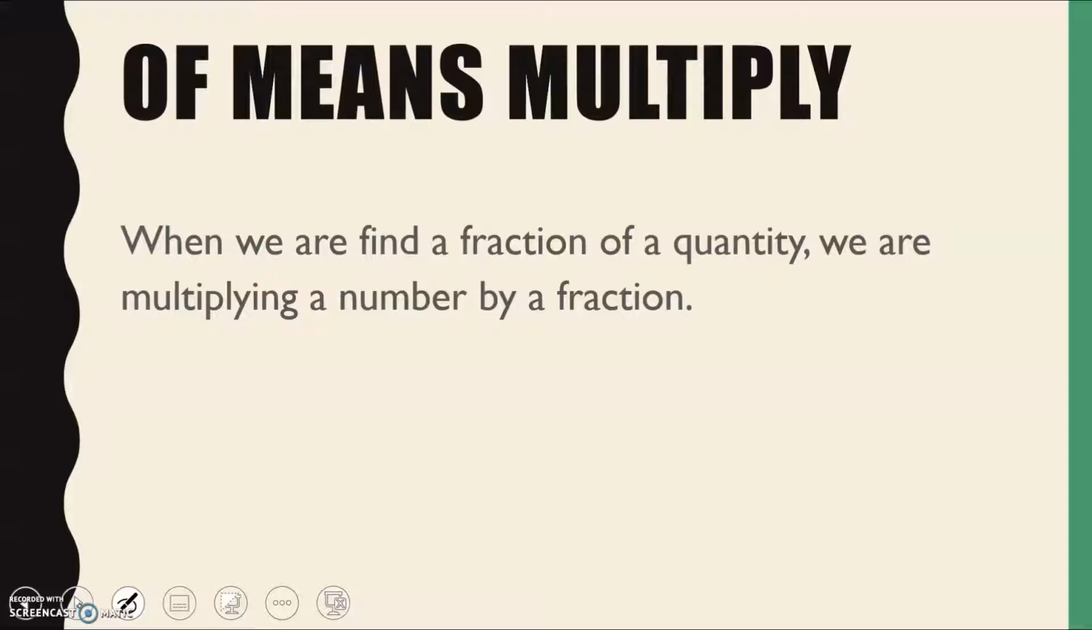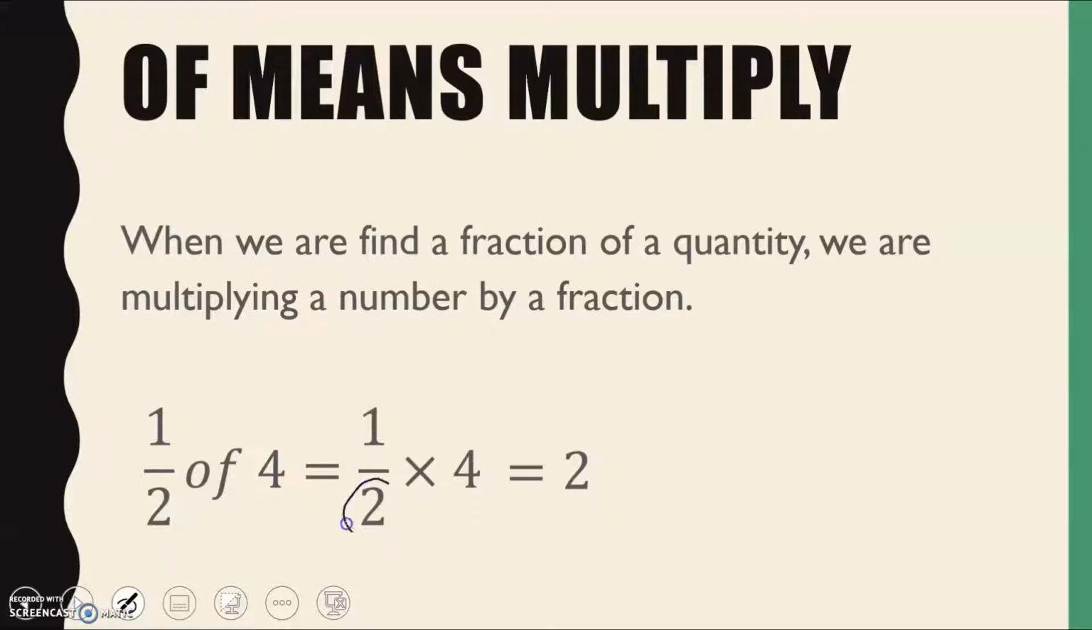Of just means multiply. When we are finding a fraction of a quantity, we're really just multiplying that number by a fraction. So, for example here, 1/2 of 4 is just the same as half times 4. So your 4 here is our quantity and the half is our fraction. So a half of our quantity 4. Half of 4 then, or 1/2 times 4, remember that means that we are splitting it in half, so into 2 equal pieces. So that is just equal to 2. So really what we did here was we divided by that bottom number. So we divide by the bottom.